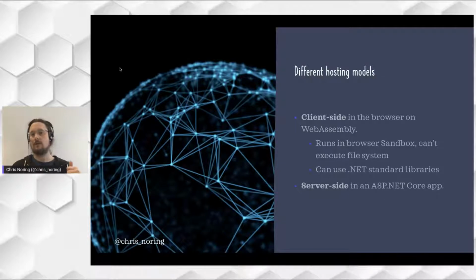But one of the great things about Blazor, because it is .NET, because it is C#, is that you can use standard libraries in there. That means that everything that you come to love about .NET, you can use in Blazor. And that also means that, for example, domain logic that you've written for the backend, you can suddenly use for the frontend as well.